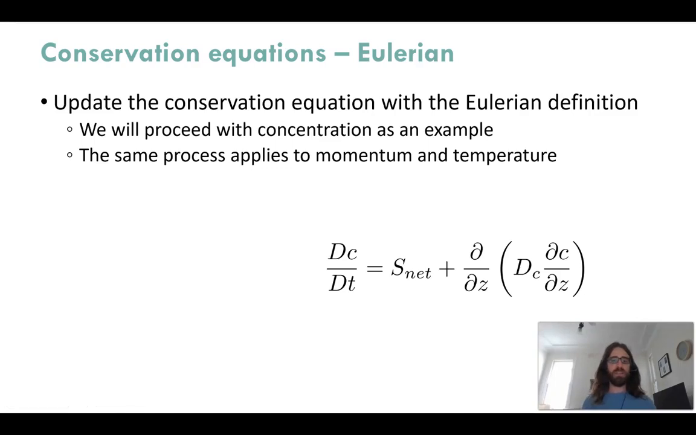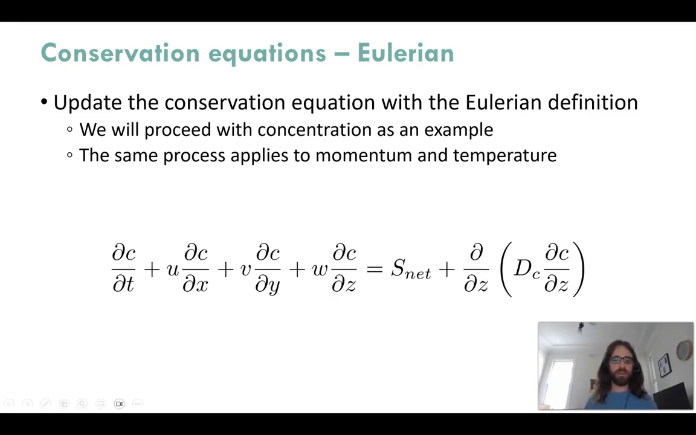So we can now proceed by updating the conservation equations with the Eulerian definition for this material derivative. What we're going to do for the next several slides is to use the concentration equation as an example, noting that all of these steps in the next few slides are exactly the same for the other equations representing momentum and temperature. So if we replace that material derivative with this rate of change in time and space, we now have a more augmented form of the equation.